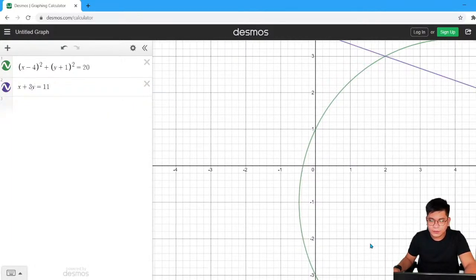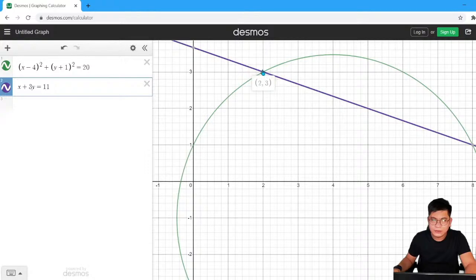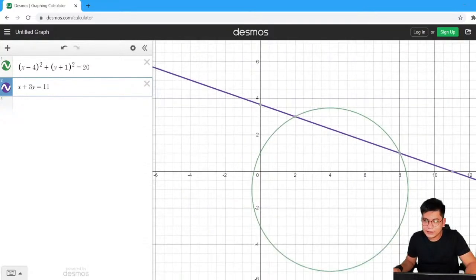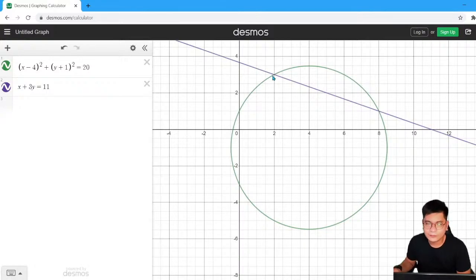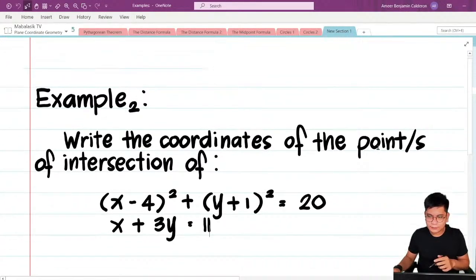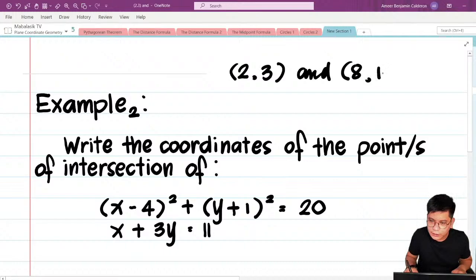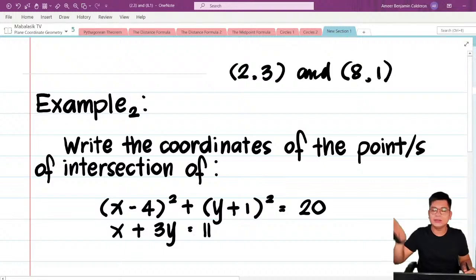So, this is our circle. It's relatively large. And then these are the points of intersection. 2, 3, and 8, 1. Okay? Let's zoom out so it's clearly visible. 2, 3, and 8, 1. Those are the points of intersection. Right? 2, 3, 8, 1. Okay? So, let us write it first. 2, 3, and 8, 1. That's what came out of the graphing calculator. Let's check if that is correct using the manual and the algebraic methods.